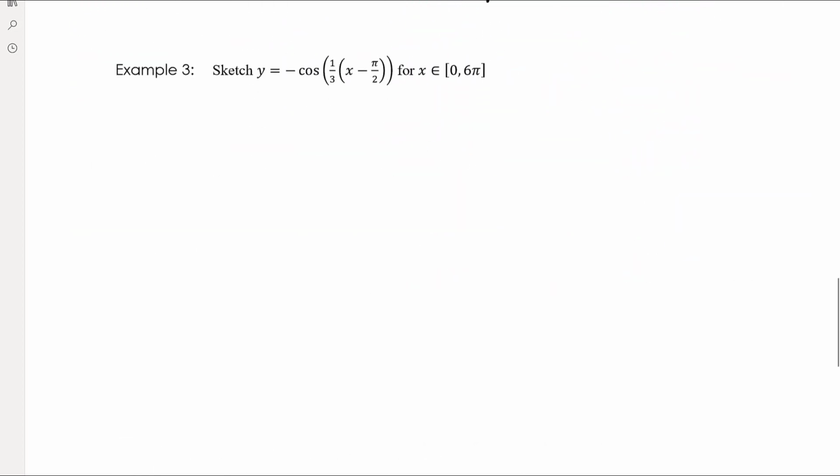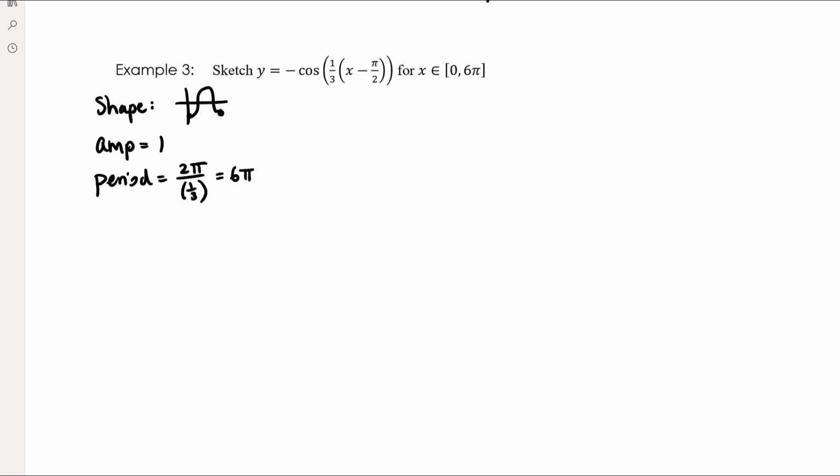Okay, let's have a look at, I think, one further example. So we want to sketch this particular graph here. So again, let's think through and plan out before we draw our graph. So the shape is a negative cos graph. So it's going to start at the bottom and go up. Amplitude is unchanged. It's still 1. The period is changed. It is 2 pi over n, which in this case is a third. 2 pi divided by 1/3 is 2 pi times 3, which is 6 pi.